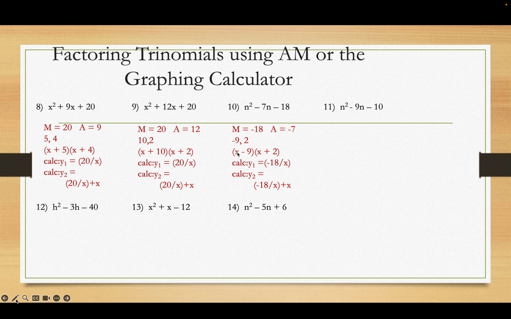Let's just check ourselves back. X times x is x squared. X times 2 is 2x's. Negative 9 times x is negative 9x. 2x and negative 9x is negative 7x. Negative 9 times 2 is negative 18.